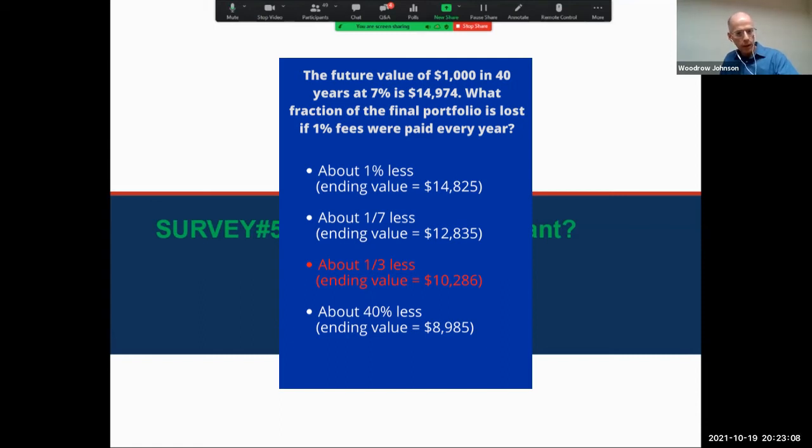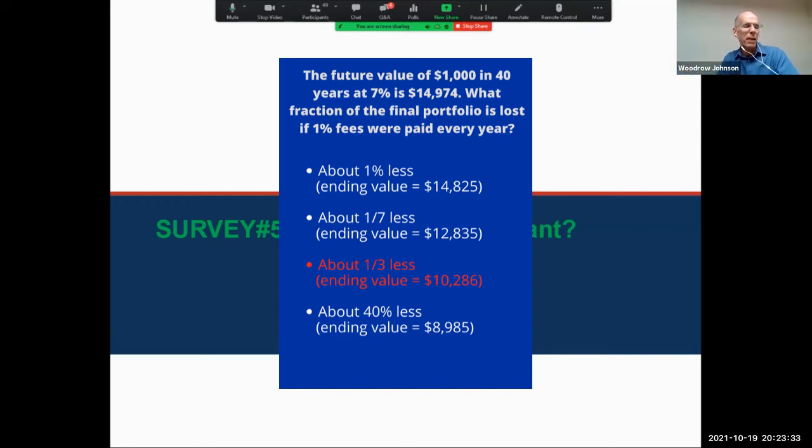Earlier we talked about compound interest. Think of compound fees. For every 1% in fees you pay this year, you have 1% less next year, and then 1% less the next year, and the next, and the next, and that compounds because you did not invest that to compound for your benefit. So it's compounding for the other side's benefit.